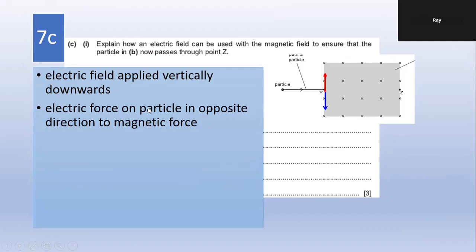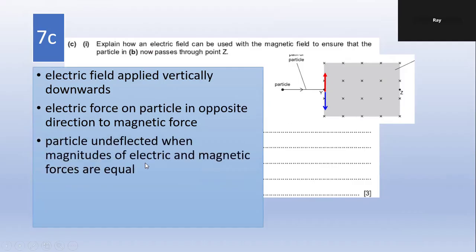The direction of the electric force on the particle is opposite to the direction of the magnetic force. These two must be balanced. The particle is not deflected when the electric and magnetic forces are equal. Make sure you get your three points correctly, clearly spelled out.